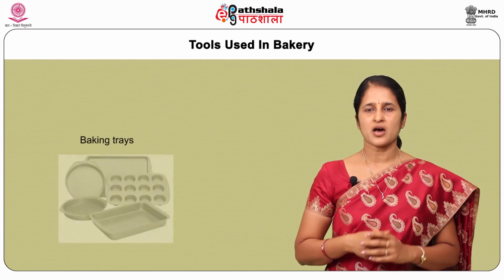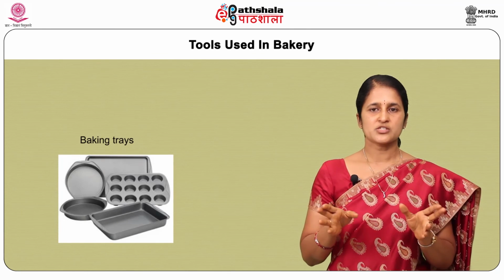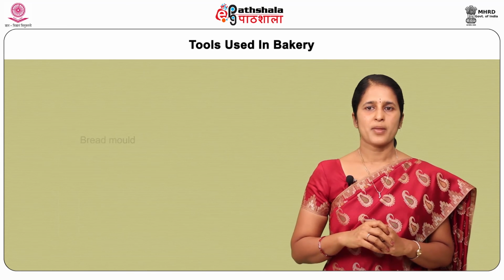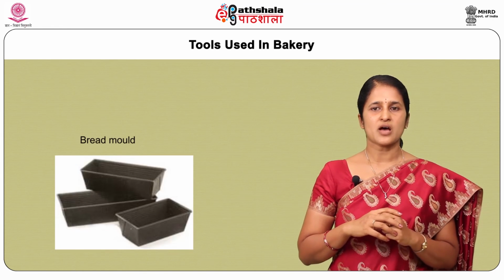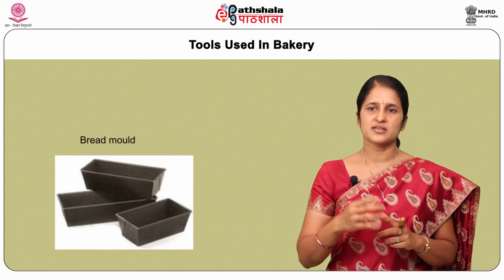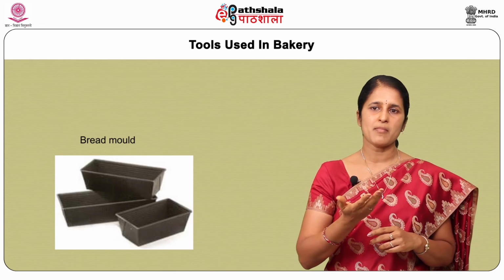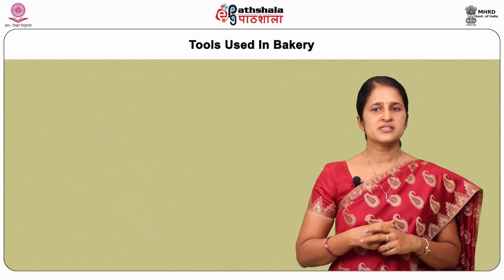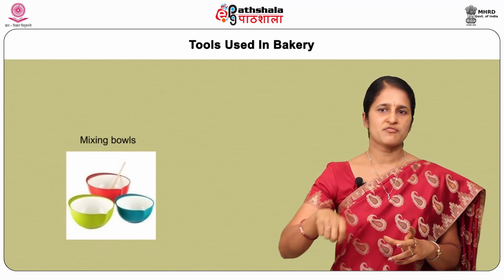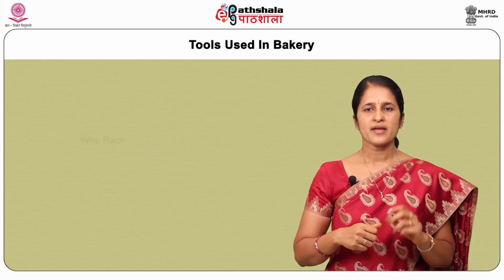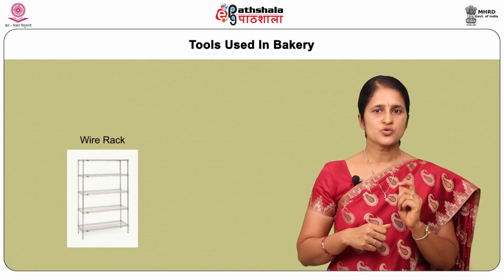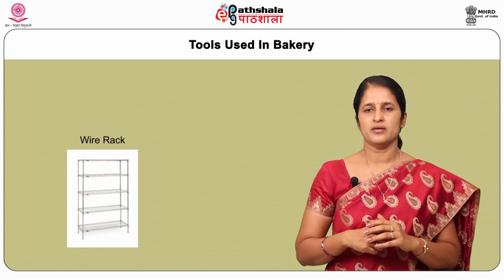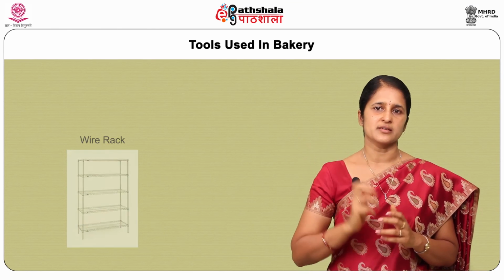Baking trays are made up of aluminium, which is used to bake breads, cookies, cakes, etc. Bread molds. These molds are of different sizes, that is, it is available in small, medium and large, and it is used to bake breads. Mixing bowls are used to mix different ingredients. Wire track are used to cool the cakes or breads after they have come out from the oven. Then only it is sent for slicing.